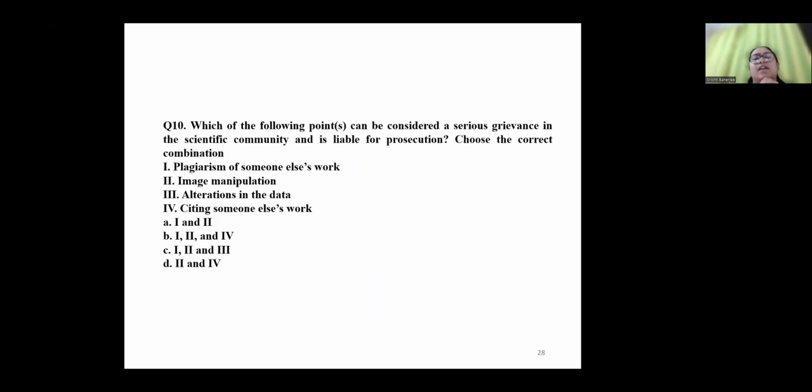So the very last question is on bioethics and research community. The question says: which of the following points can be considered as a serious grievance in the scientific community and is liable for prosecution? Choose the correct combination. Do you have an idea of bioethics? Whenever we are writing a paper or filing for a patent, what happens? Any scientific work that is published has some rules and regulations. We cannot just randomly publish whatever we found.